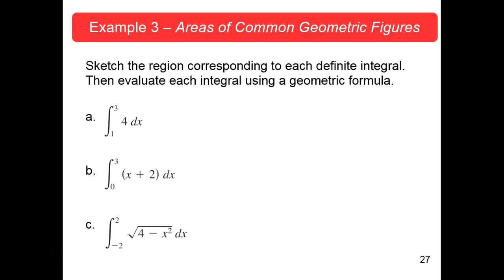F of x equals 4. Describe to me what that would be. Horizontal line, 4 units up, right? And if you're going from x equal 1 to x equal 3, it's 4 units high. How wide is that? From 1 to 3. 2. 2 times 4 is 8.